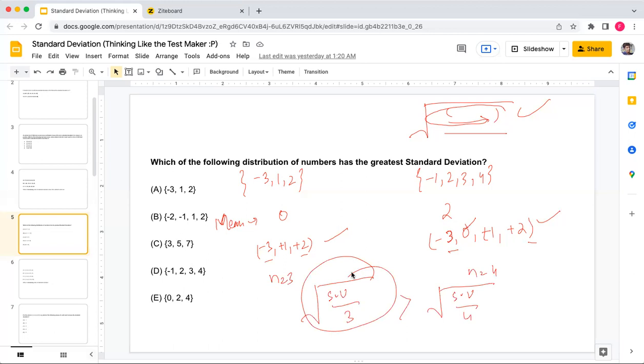Got the point? Got the point or not? Yes, got the point.